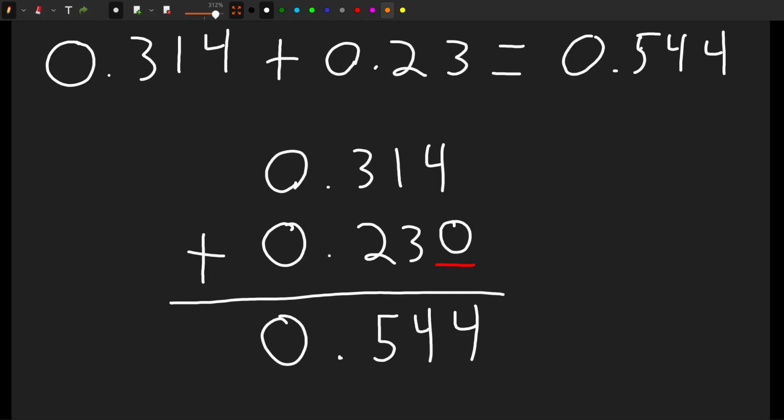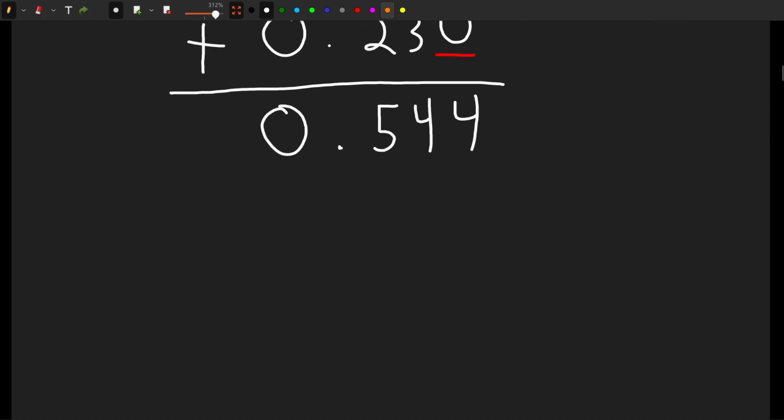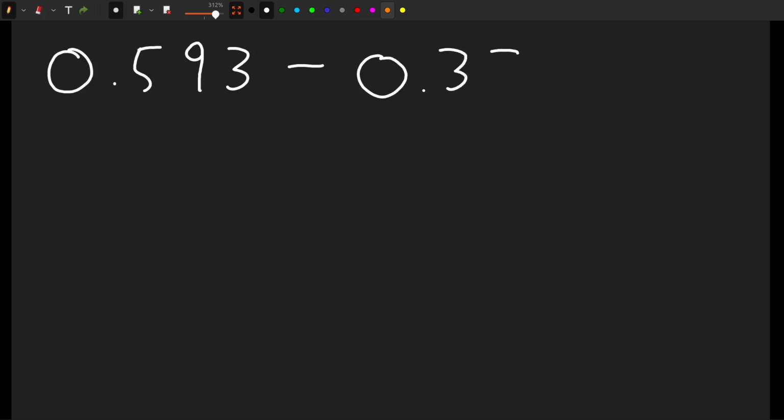Okay. We're going to do one example of subtraction. But subtraction is pretty much the same as what we've done before. Now we just have to keep in mind that the decimals have to be lined up. So we'll do one problem of subtraction. We have 0.593 minus 0.37.